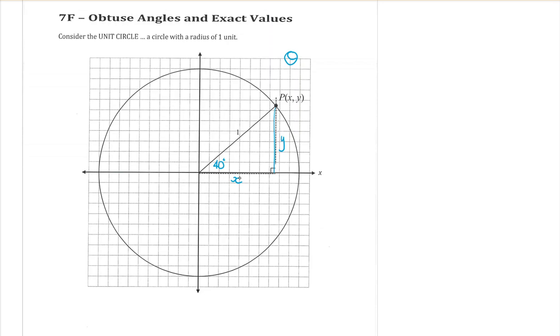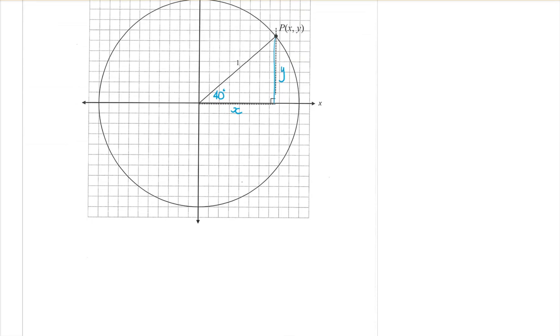So if I was trying to find, let's start with sine of 40 degrees. Sine, as I said, is equal to opposite over hypotenuse. From my 40 degrees, the opposite is the y, and the hypotenuse is 1. So it's y over 1, which is just y, right? So what is the length of y?